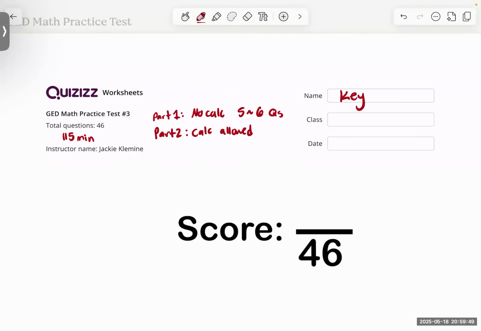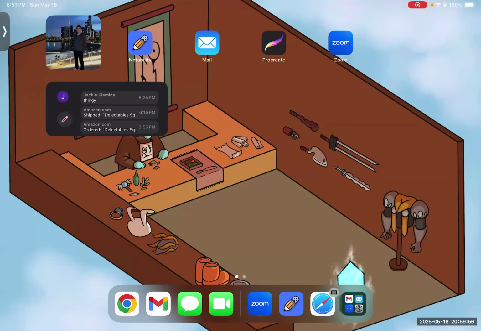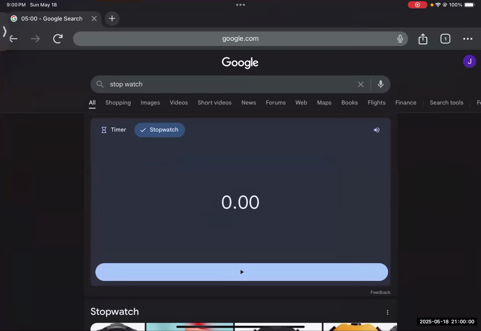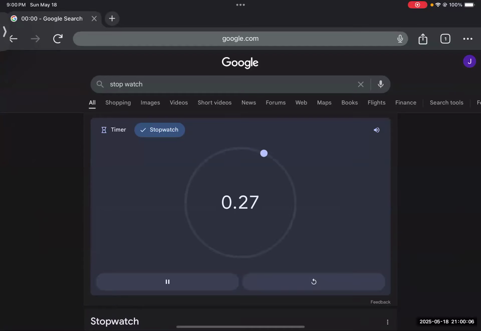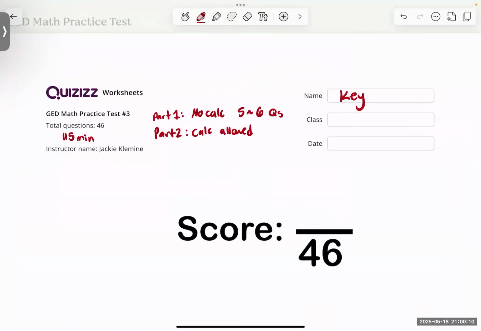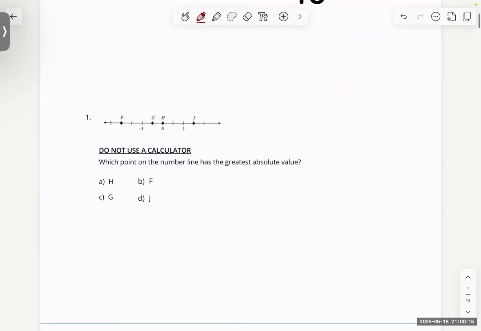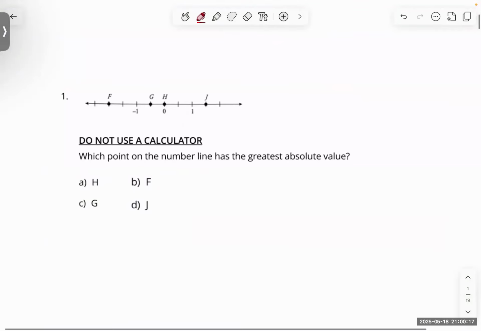So before I get started, I want to go ahead and set the timer so that we can see how we need to pace ourselves. So I have a stopwatch here, and I'm gonna go ahead and start it. And we'll come back to it when we're done with the exam. Okay. Let's take a look at the first question.